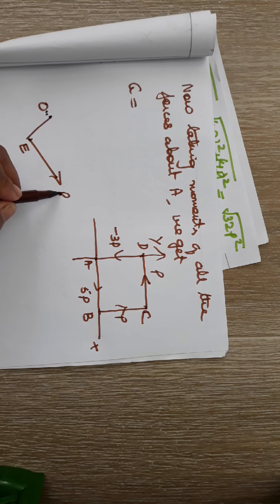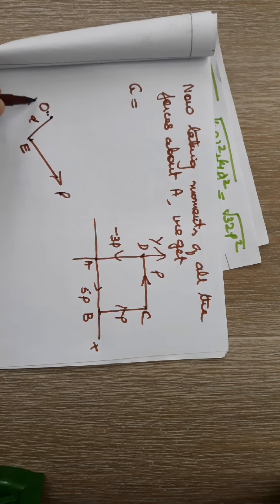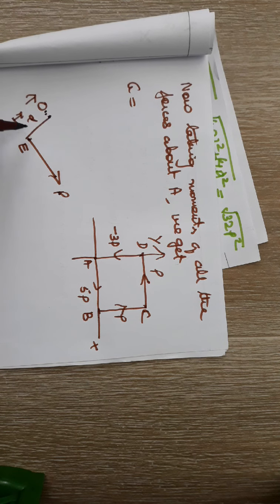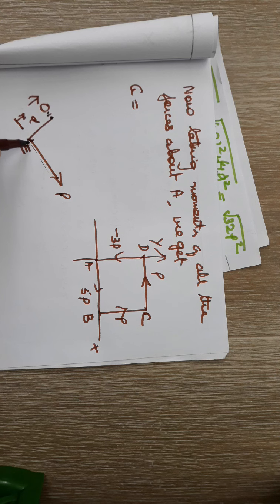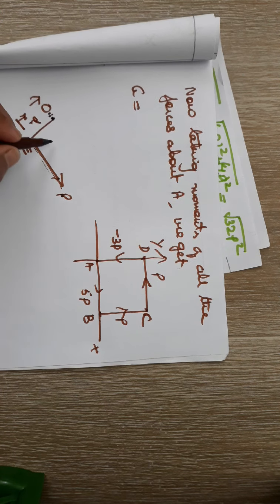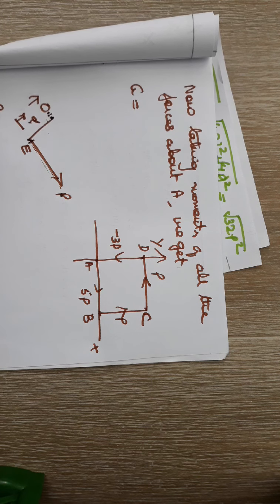is nothing but the product of this force and its perpendicular distance. If D is the perpendicular distance of this force P from O, then what is the moment of this force? It is P into D.